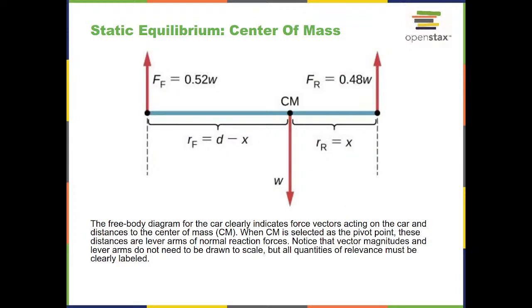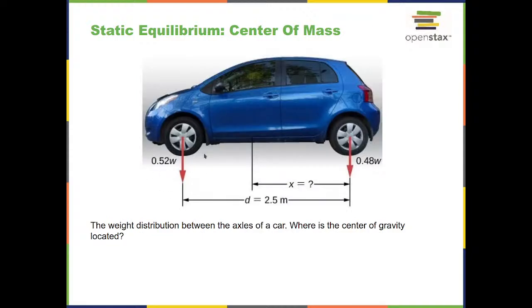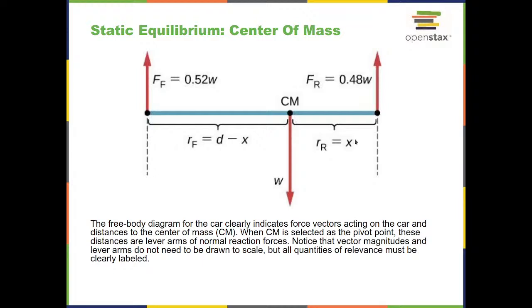So even though in the previous drawing the weight of the car was drawn down, of course the force that applies on the tires is the normal force that's working up, right? So make sure that you have that direction correct. So the force on the forward tires, the normal force, is 52% of the weight. The force on the rear tires is 48% of the weight.